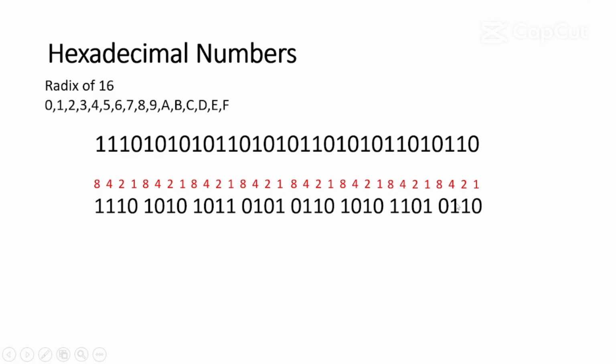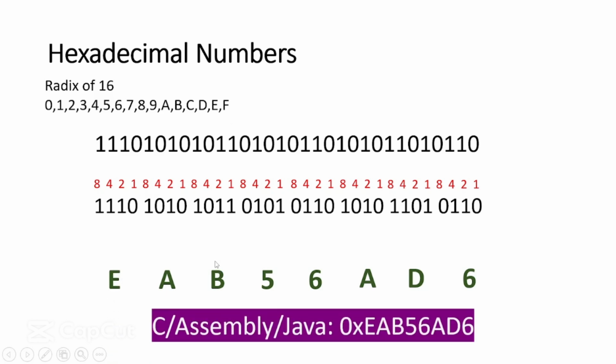Now let's try to check the hexadecimal representation for this binary number. Let's start with the first nibble. 4 plus 2, 6. 8 plus 4 plus 1, 13, which is letter D. 8 plus 2 is 10, represented by letter A. 4 plus 2, 6. 4 plus 1, 5. 8 plus 2 plus 1, 11, represented by B. 8 plus 2, 10, represented by A. 8 plus 4 plus 2 is 14, represented by letter E. Now if we program in C, assembly, and Java, it's common to see the symbol 0x before your hexadecimal number.